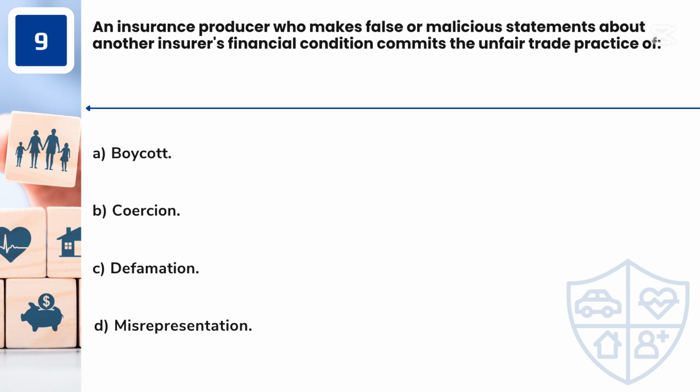Question 9. An insurance producer who makes false or malicious statements about another insurer's financial condition commits the unfair trade practice of: A. Boycott, B. Coercion, C. Defamation, D. Misrepresentation.